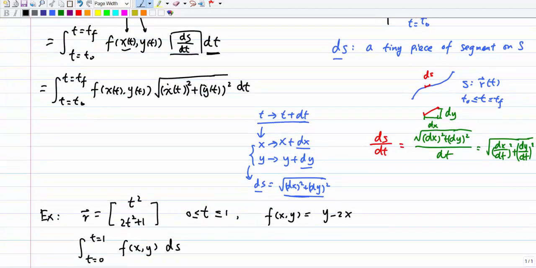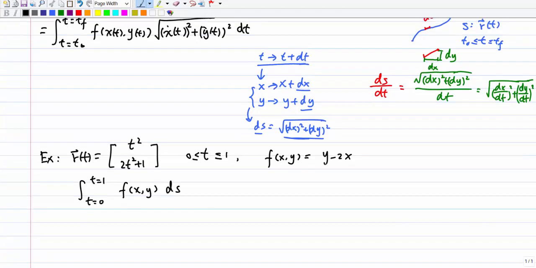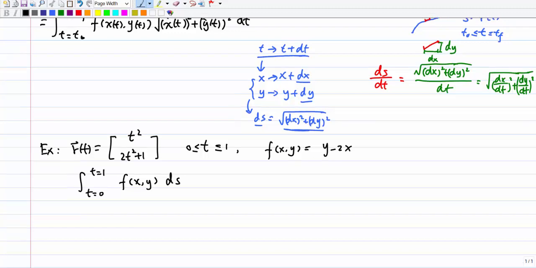So here's a simple example of how we compute the line integral. Assume that I have the line represented by t squared and 2t squared by letting t move from 0 to 1. So they will define a curve, our line. And this scalar field is defined by f(x, y) equals y minus 2x. With any xy point we can find a scalar associated with that.